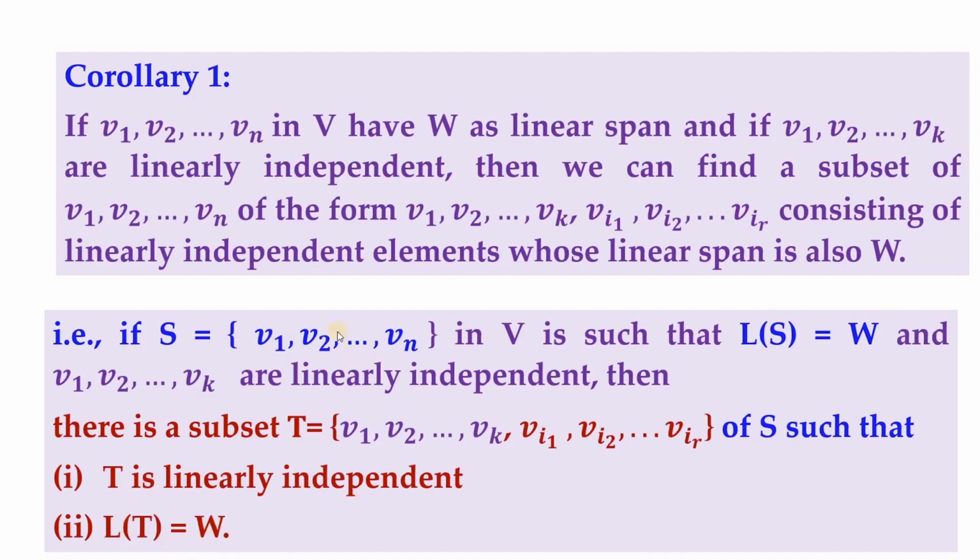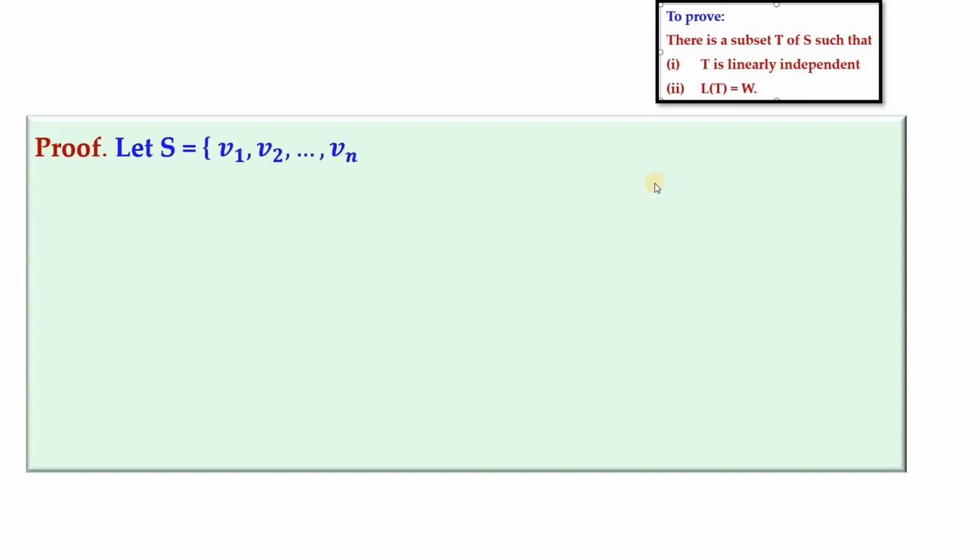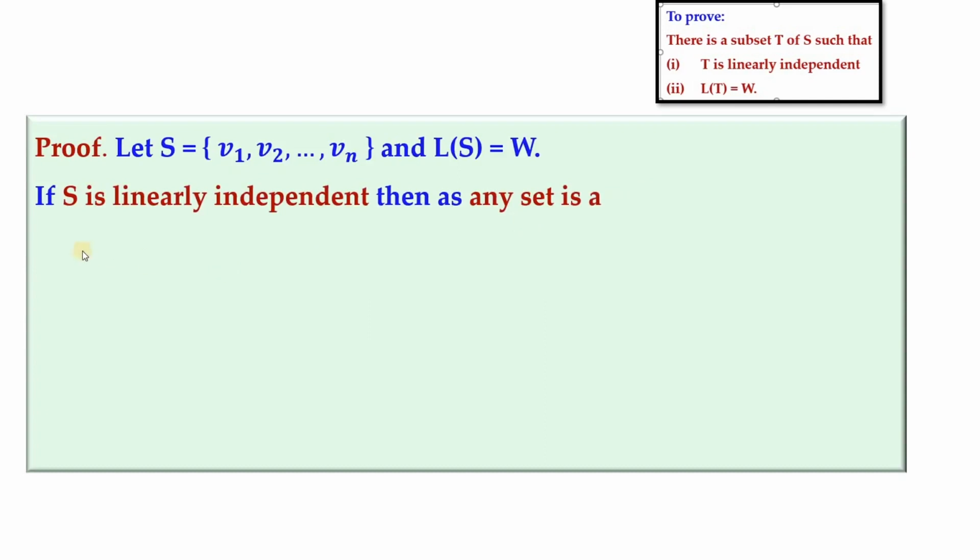So we'll have to find, for the given set which spans W, a subset such that the subset is linearly independent and it spans W. Now, this is what we have to prove. There is a subset T of S such that T is linearly independent and T spans W. Now, if we consider S to be V1 etc. Vn and L(S) is equal to W, there are two possibilities. S is linearly independent or it is not.